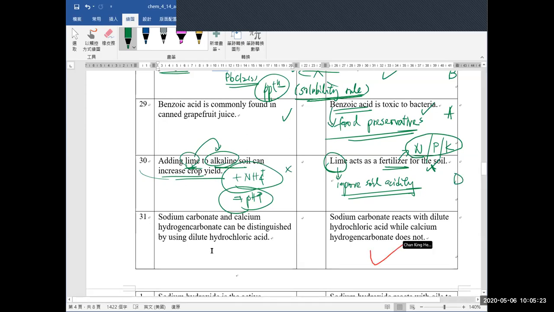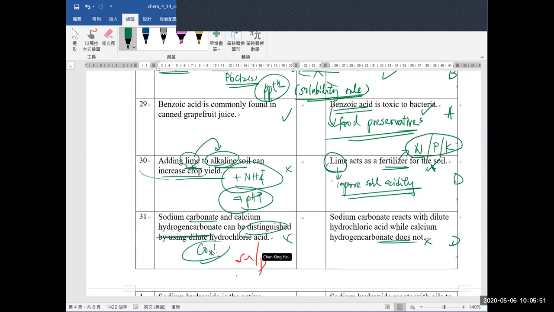21. Sodium carbonate and calcium hydrogen carbonate can be distinguished by using dilute hydrochloric acid. Both are wrong. Why can't it be used to distinguish? Both will give CO2. Both will give effervescence. Same observation. Okay? So the question is, what chemicals can be used to distinguish between sodium carbonate and calcium hydrogen carbonate? How to solve?